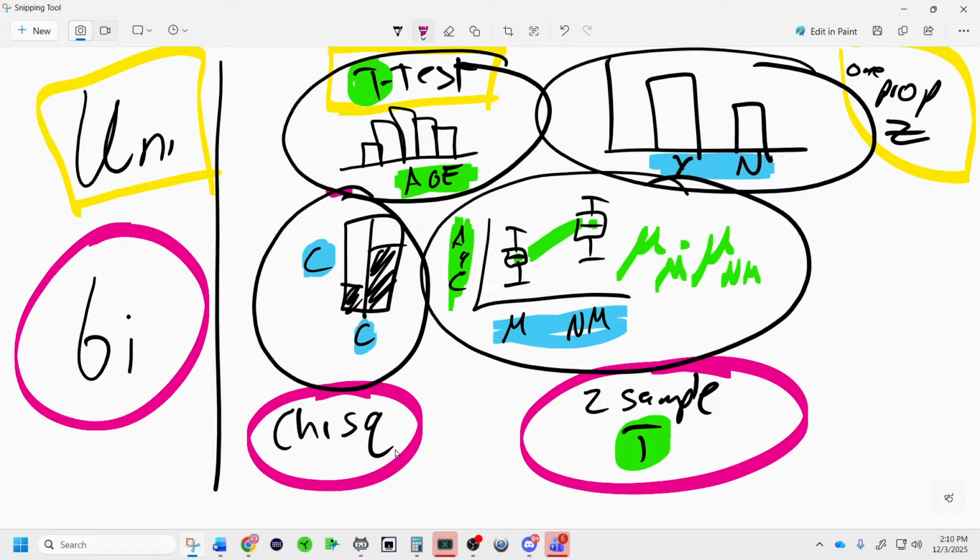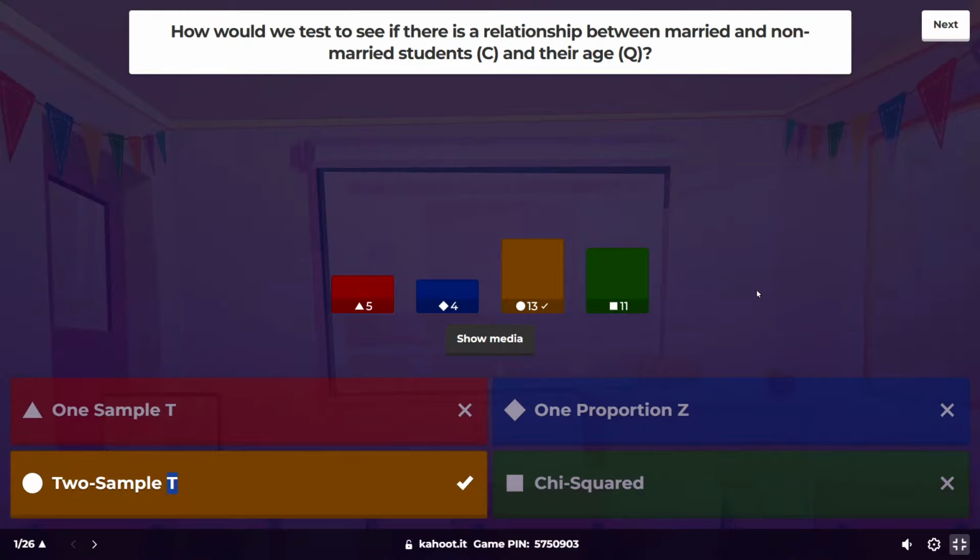Bivariate means like, does living on or off campus, is it independent of owning a pet? Is there a relationship or is there a difference in the average age of someone who's married versus not married? Apparently married people are younger. I didn't know that. But really good stuff right here, really good practice.